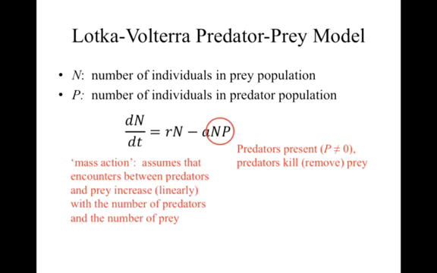Now, how do the predators remove prey? Well, in the Lotka-Volterra model, we assume that they do this according to mass action. What that means is that the encounters or the predation rate between predators and prey increases linearly with both the number of predators and the number of prey. Let's take a look at that.